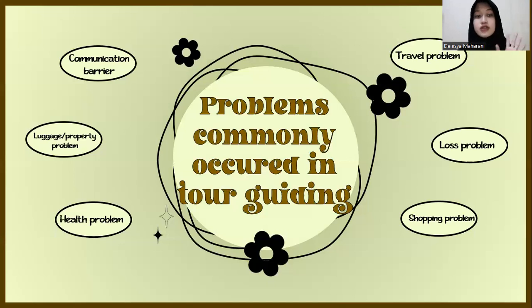And number five is loss problems. Loss problems can be caused by various things, such as pickpocketing, being left behind, and also falling. And the last is shopping problems. The problem of shopping for tourists can be discussed in two aspects. The first is shopping problem delivery, and second is commission issues.